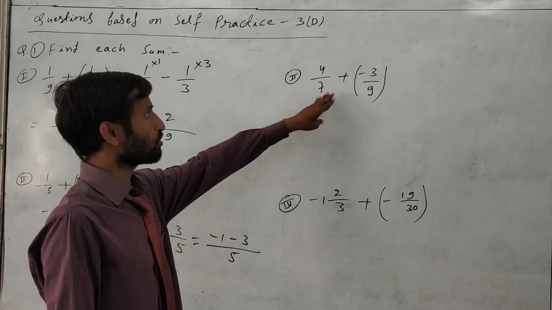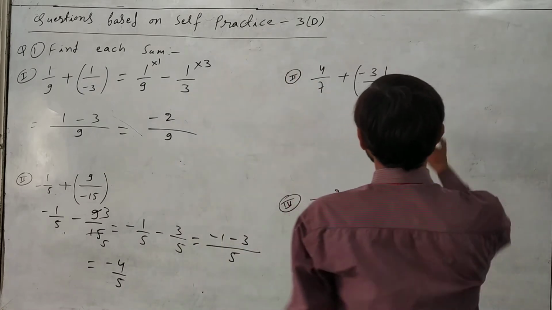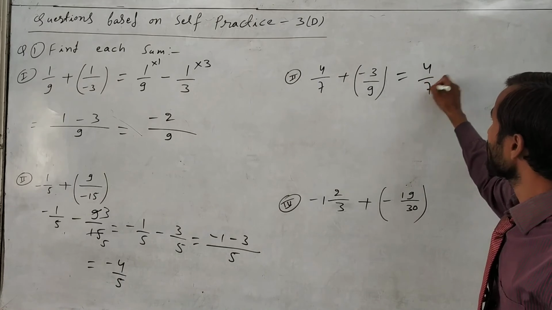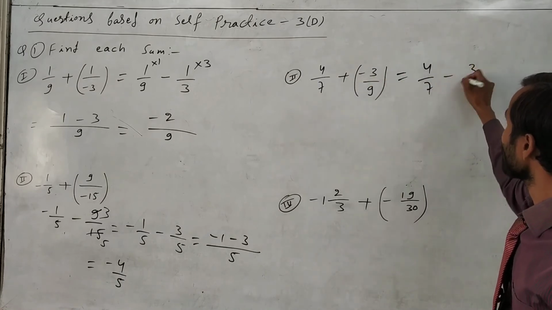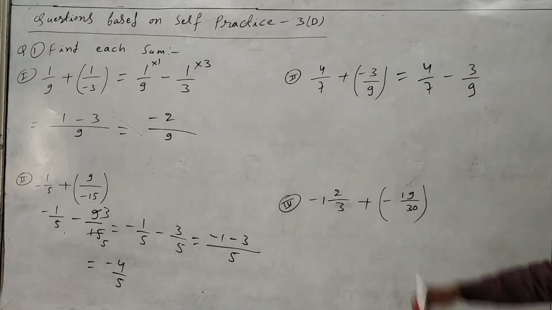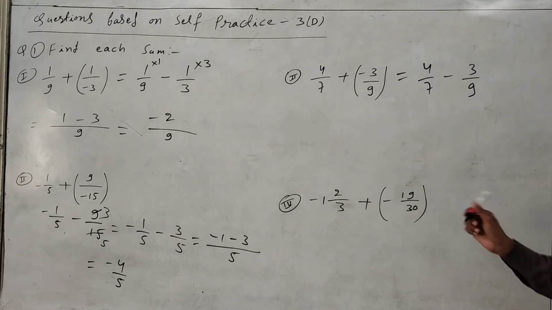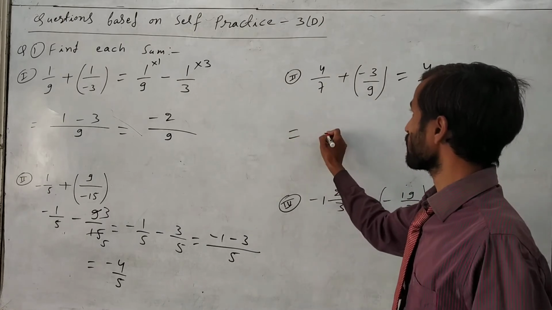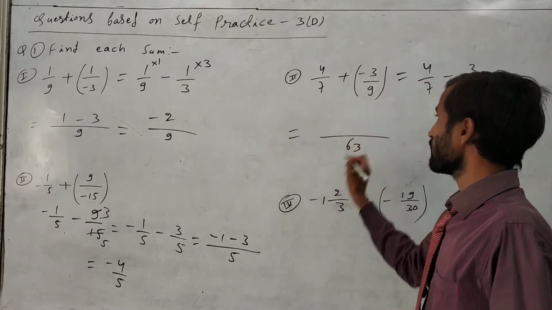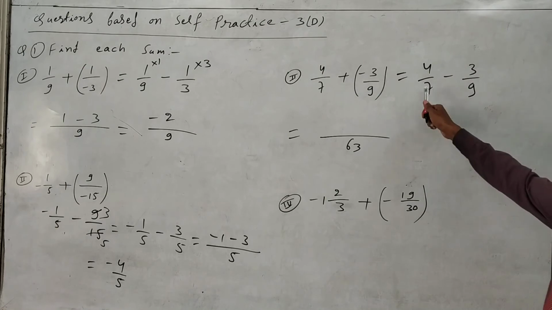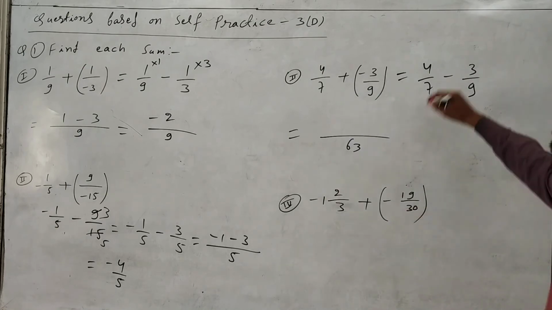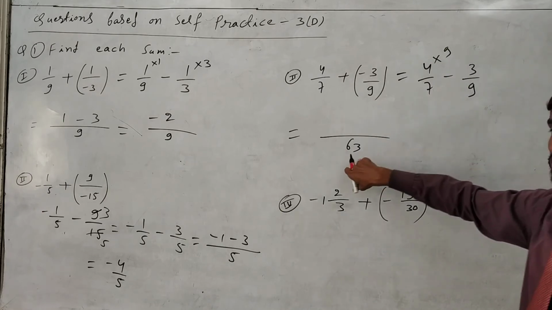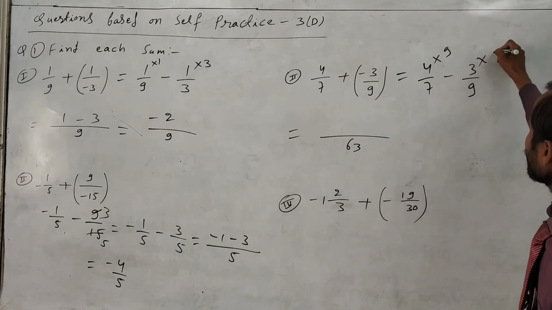Next question is the same as that. First of all, remove this minus sign. So 4 upon 7 plus and minus will give minus 3 upon 9. After that we have to take the LCM of 7 and 9. 7 and 9 are both co-prime numbers, so we multiply: 7 times 9 is 63. So the LCM will be 63. In the 7 table, 63 comes 9 times, so multiply by 9 here. In the 9 table, 63 comes 7 times, so multiply by 7 here.